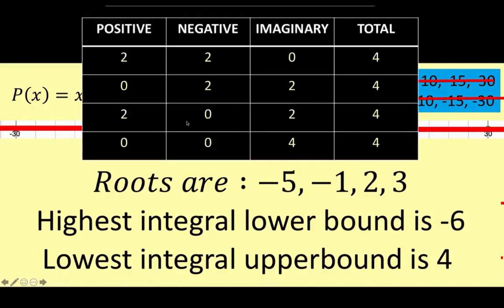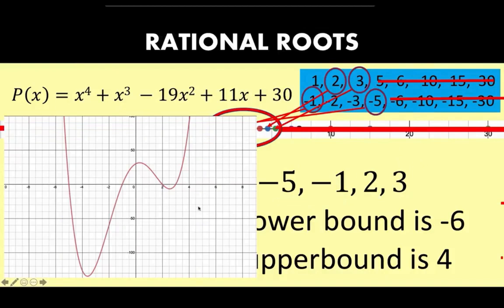And going back to the Descartes rule of sign that we used at the start, we have here 2 negative real roots, which is consistent with these 2. We have 2 positive real roots, which is consistent with these 2, a total of 4 roots and 0 imaginary roots. And finally, if you are going to graph now the polynomial function, these 4 roots that we identified are the following: negative 5, negative 1, positive 2, positive 3.